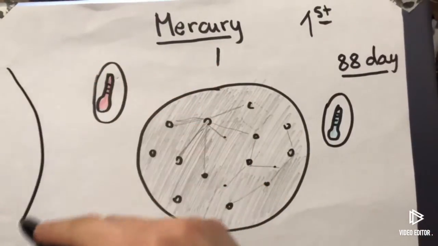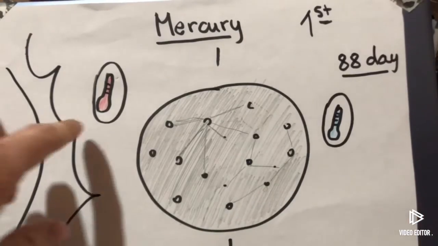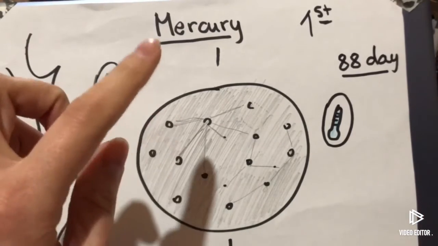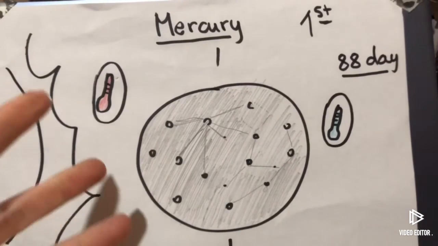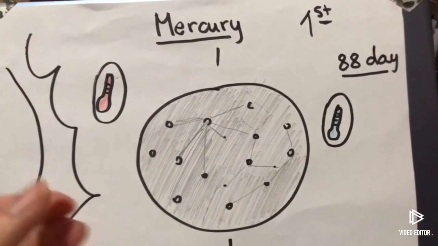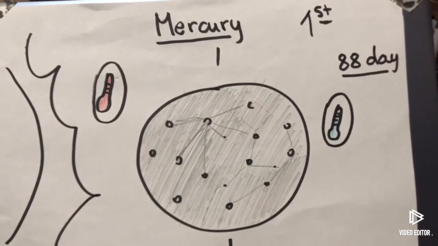I'll draw the sun here so it helps us see. That means that Mercury, for example, let me explain to you this way. If you're close to the fire, you are very warm. If you're far away from the fire, you're very cold, right? Somewhere in the middle there, you're going to be really warm but not so warm that you burn, okay? That's where the Earth is.